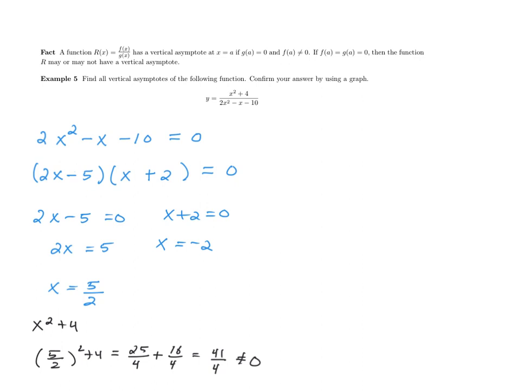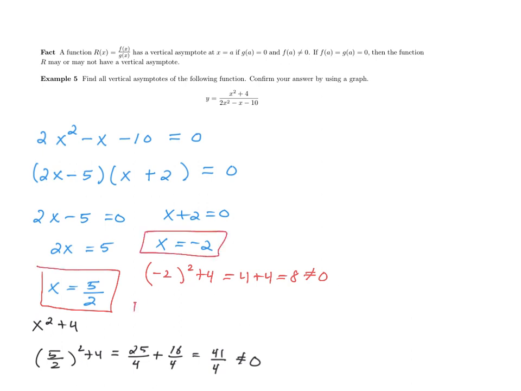What about negative 2? For negative 2, if we put that into the numerator, that's negative 2 squared plus 4. This computation will be easier. That's 4 plus 4, which is 8, which is not 0. What does this mean? This means that both x equals 5/2 and x equals -2 are vertical asymptotes. So this and this, these are both vertical asymptotes. They make this fact true.